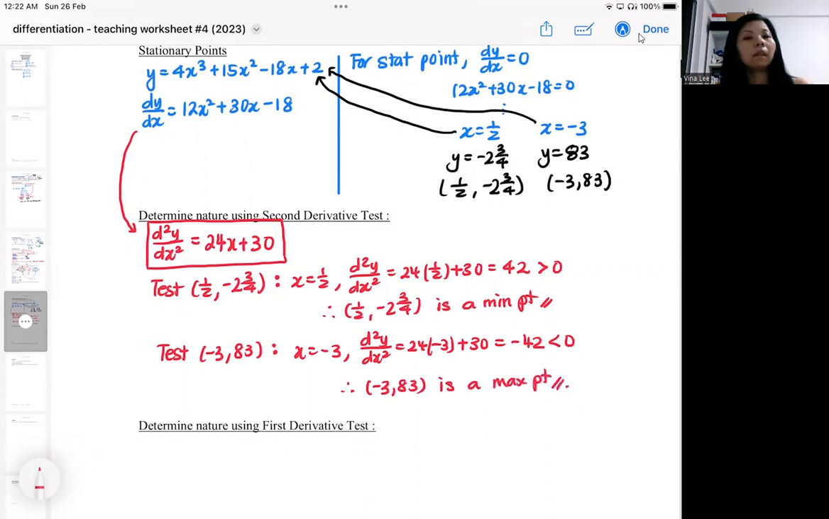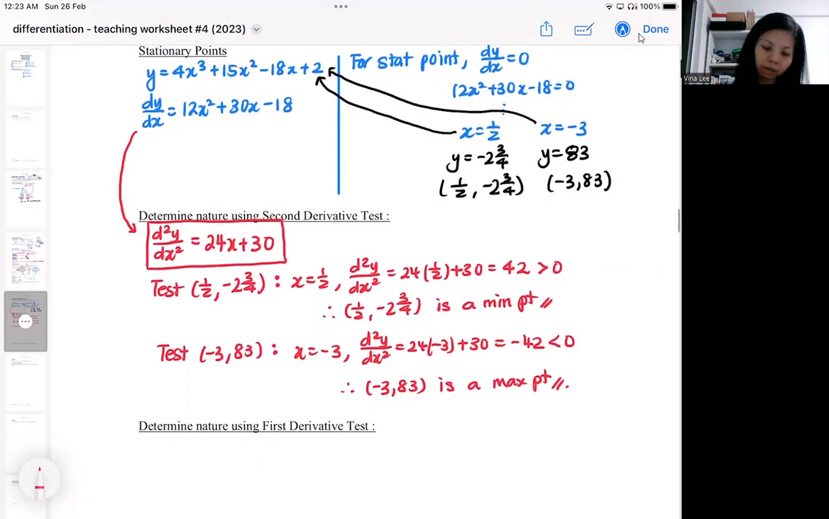So the second derivative is pretty easy to use, unless it's very, very difficult to get the second derivative. There are times that it's very difficult to get the second derivative. Then I wouldn't advise that you actually go and do your second derivative. When it is very difficult to get the second derivative, that usually means the first dy dx is already difficult. We wouldn't try the second derivative test.